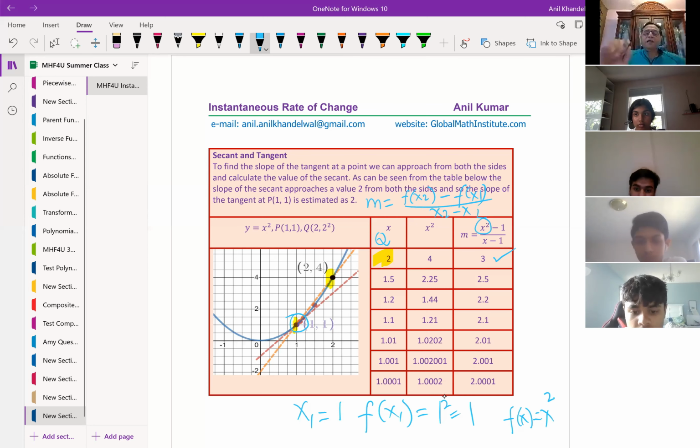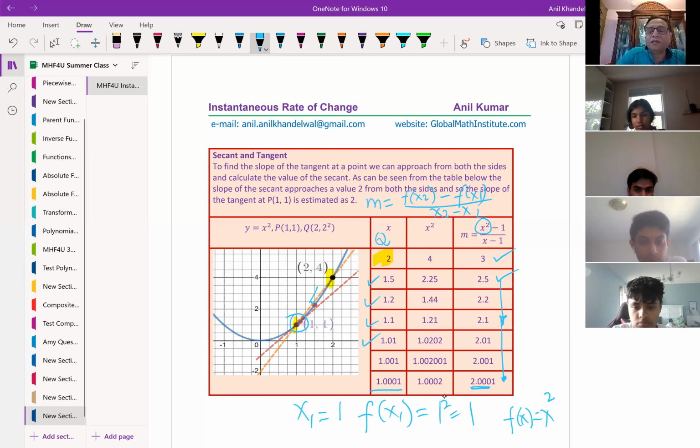Perfect. So when we substitute 2 for x, we get slope 3. That is the slope of the secant line. Now I'm coming closer. When I come to 1.5 and calculate the slope, I get 2.5. I came closer, closer, and closer. What is happening to the slope? 2.5, 2.2, 2.1, 2.01, it is approaching 2. Do you see that value 2 here? 2.0001, 3 significant figures, an absolutely accurate result, right?